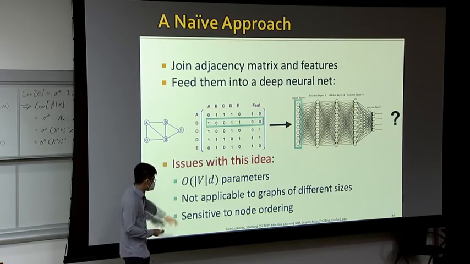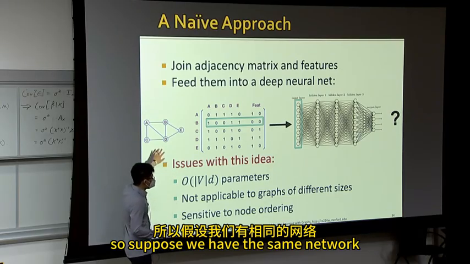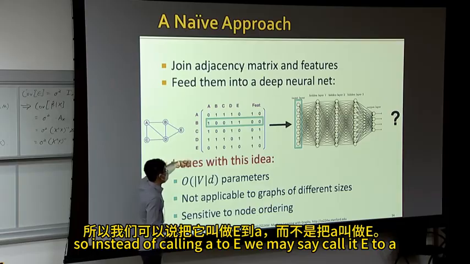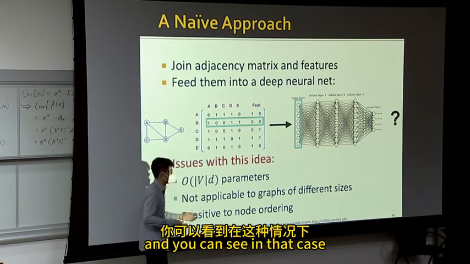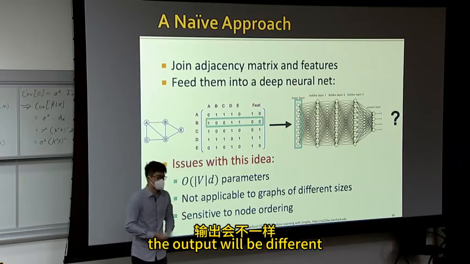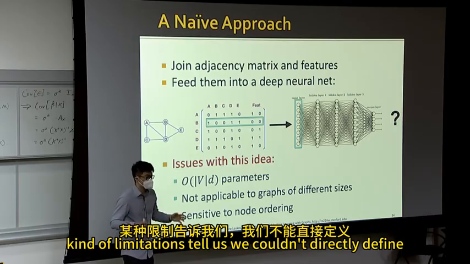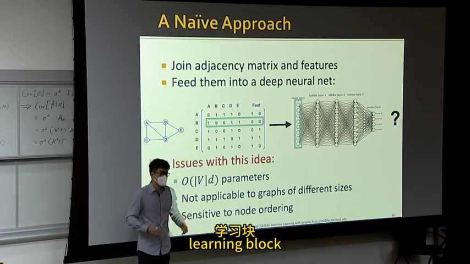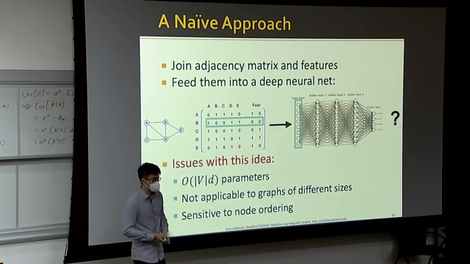And finally, that approach is very sensitive to node ordering. Suppose we have the same network, but we reorder the nodes. Instead of calling them A to E, we call them E to A, and all the values here will be shuffled as well. You can see that in that case, the output will be different. So these limitations tell us we couldn't directly define a graph learning method based on the standard deep learning blocks. Rather, we need to define a specific architecture for graph data.